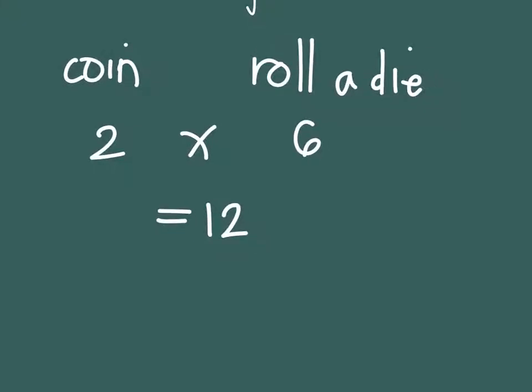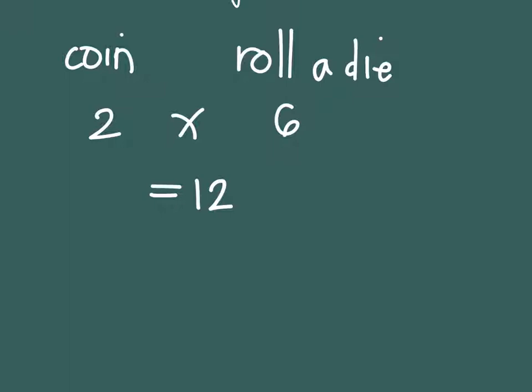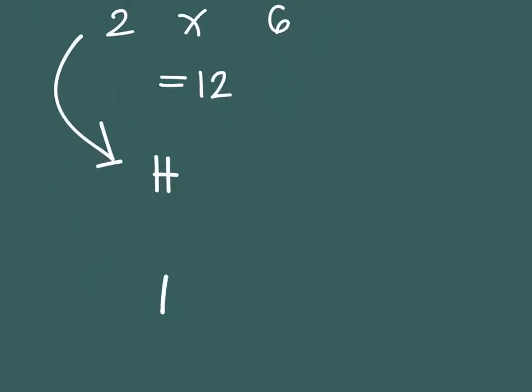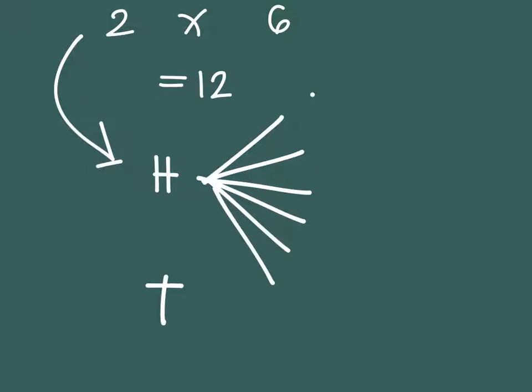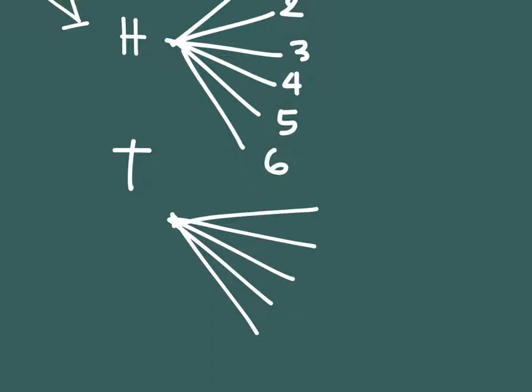So how do we see this? Let's take a look at if we toss a coin. Again, we either get a head or a tail. If we get a head on the first, then if we roll the die, we could have a 1, 2, 3, 4, 5, or 6. In the same way, if you get a tail instead, then you can also have 1, 2, 3, 4, 5, or 6.